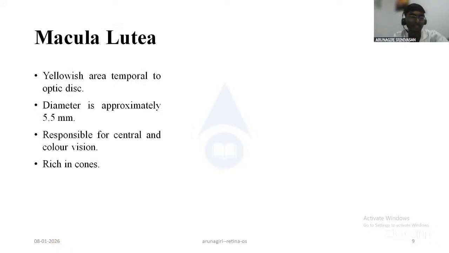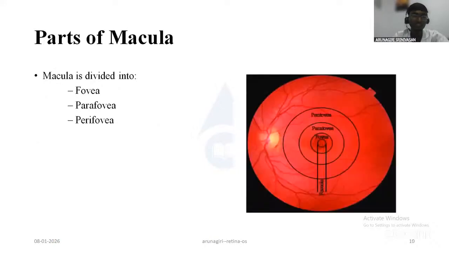Macula lutea. Macula lutea is a yellowish area, which is located temporal to the optic disc. Diameter is approximately 5.5 millimeter. It is responsible for central and color vision, and is rich in cones. Cone cells will be rich in this part. Parts of macula. Macula is divided into fovea, parafovea, and perifovea.